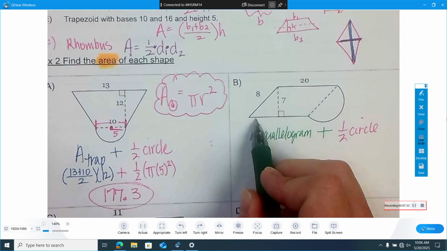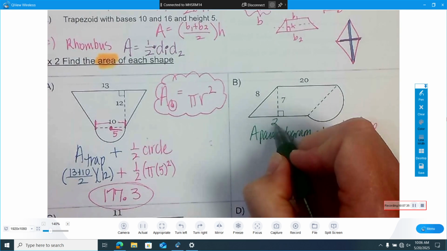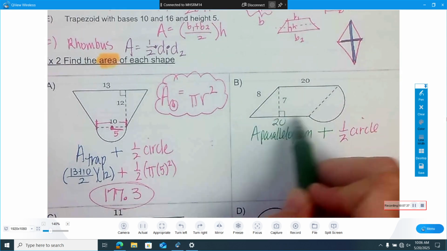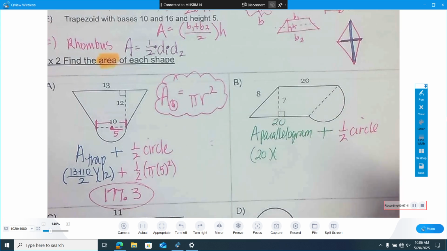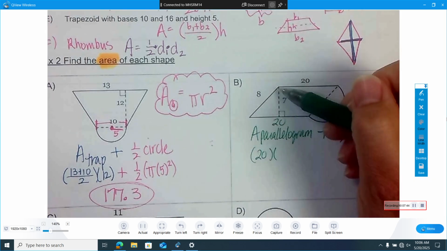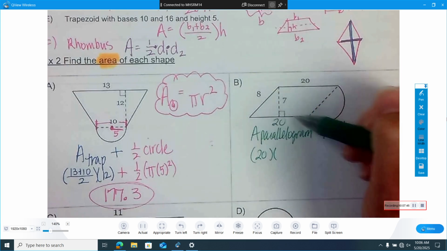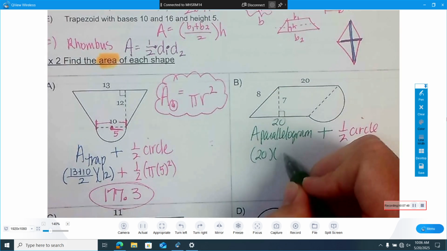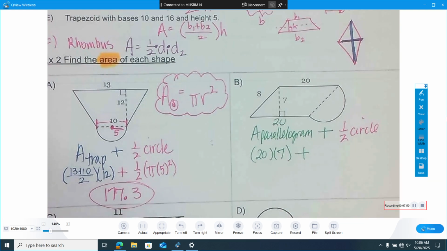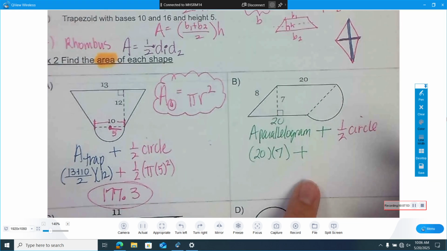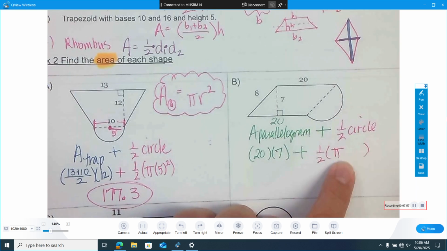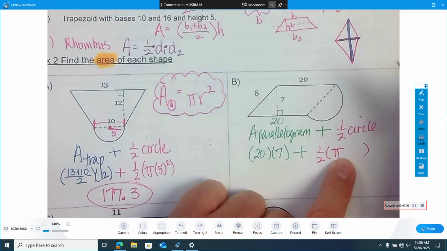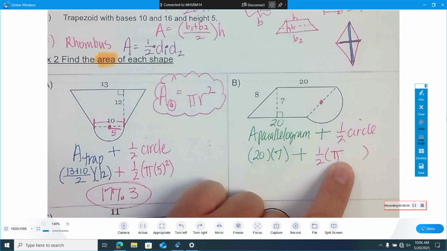What's the base? 20. Yes, it does transfer. Okay, so the base is 20. And what's our height? 7. Height is always perpendicular, so you got to find those perpendicular pieces, so 7. And then half a circle again. So we're going to do 1/2 times the area of the circle, and again, the area of the circle is pi radius squared.